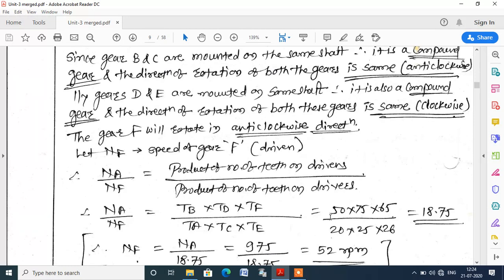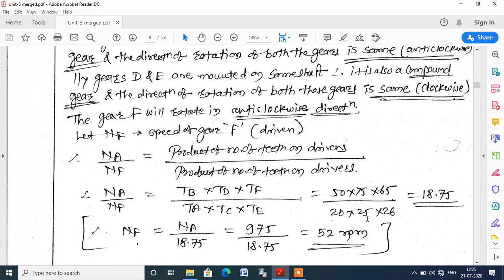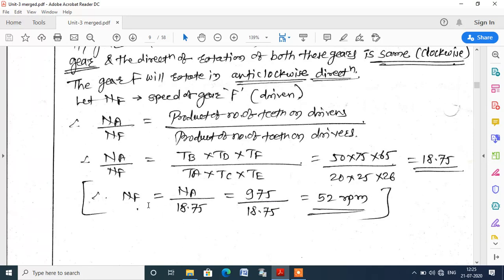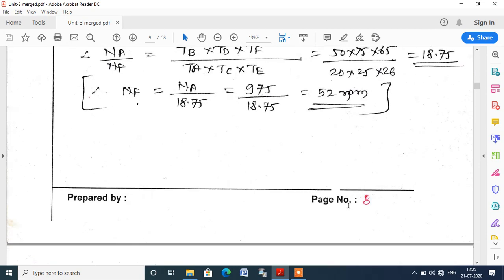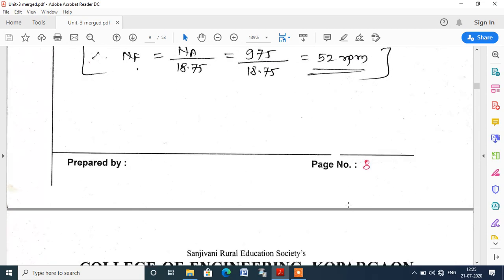So we get 50 into 75 into 65 divided by 20 into 25 into 26. After doing the calculation, we got the value 18.75. So NA upon NF is equal to 18.75. Therefore, NF equals NA upon 18.75. The speed of A is known, so 975 divided by 18.75. So we got the speed of gear F as 52 rpm. This is the answer. This is the way you have to solve the problem.